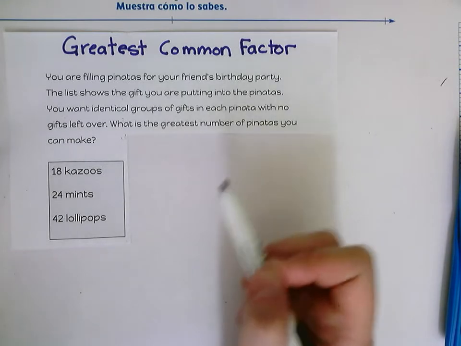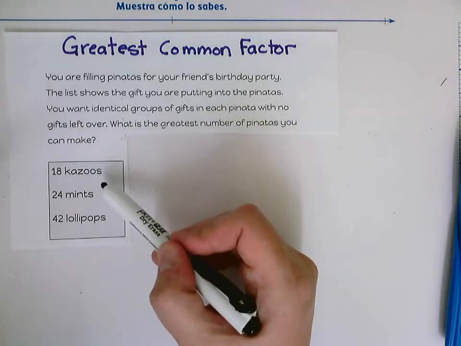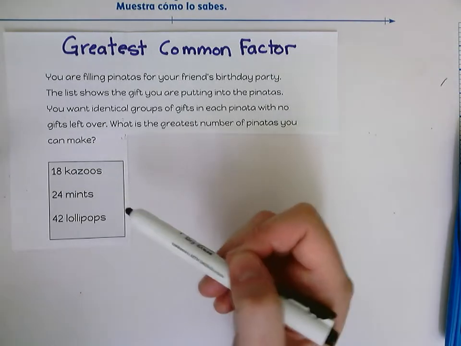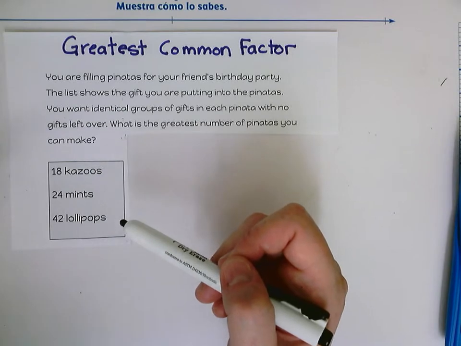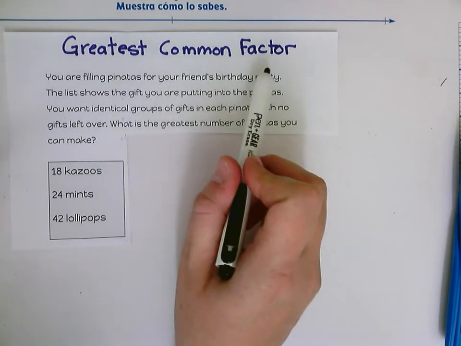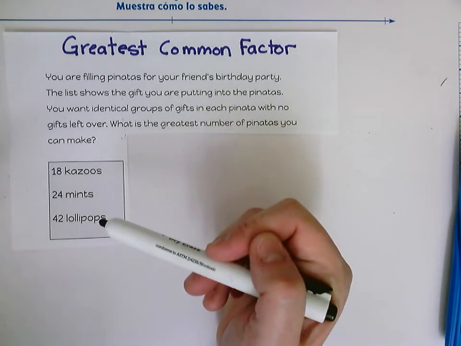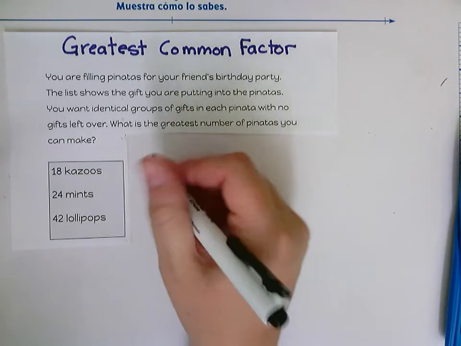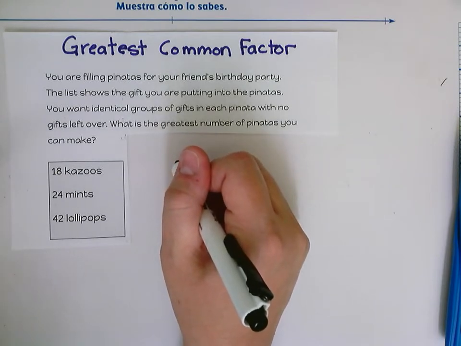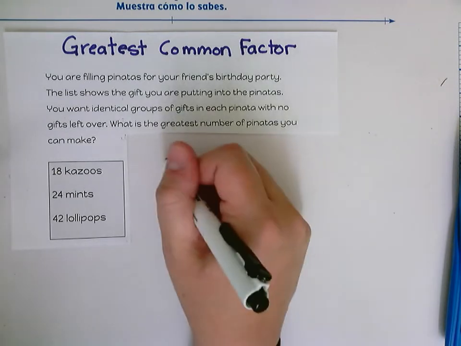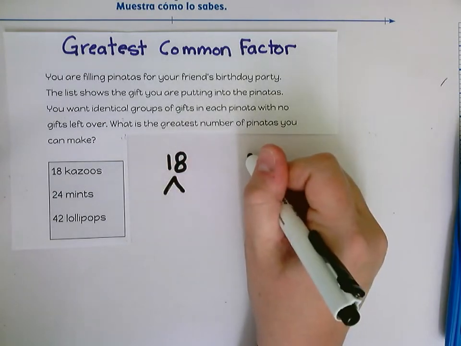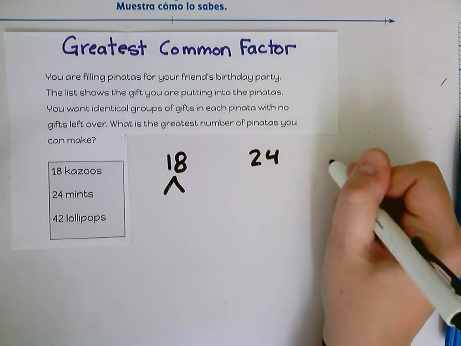All right, so we have 18 kazoos, 24 mints, and 42 lollipops. And we want to fill as many piñatas as we can that all have the same number inside. So really, we're going to be looking for the greatest common factor of these numbers. So we're going to find our greatest common factor using prime factorization. All right, so I'm going to make factor trees for 18, for 24, and for 42.